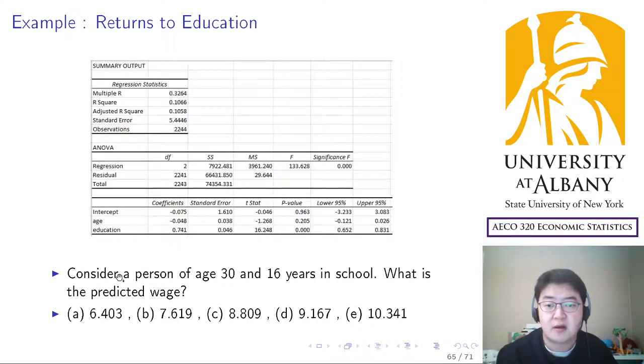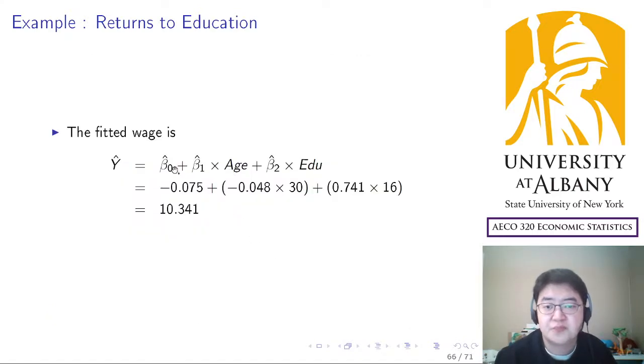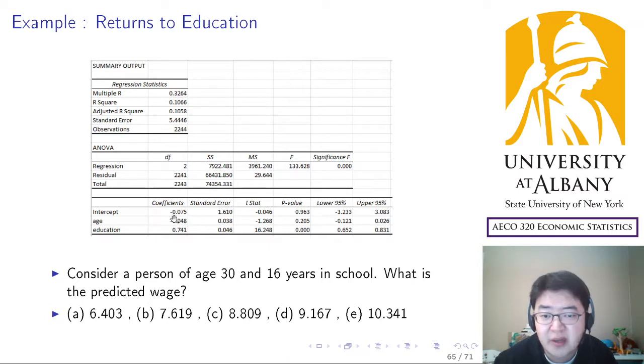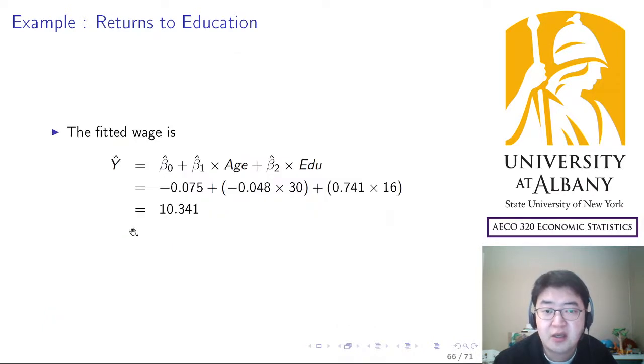Hello. To predict the hourly wage using two variables, it's easy. 30 years old and 16 years in school. So you have beta 0, beta 1, and beta 2, the coefficient of age and the coefficient of education, and plug in.